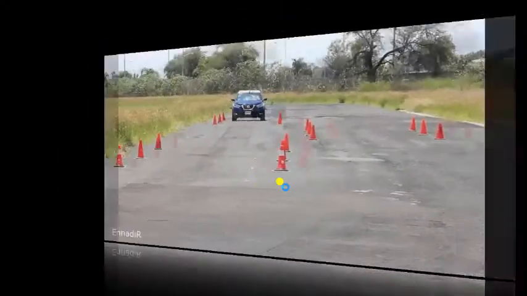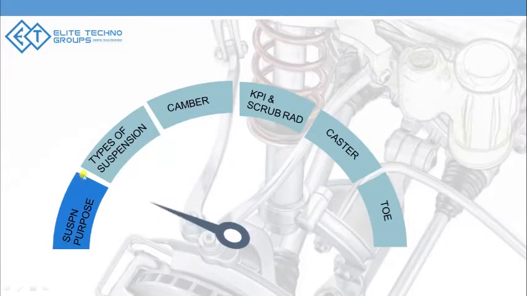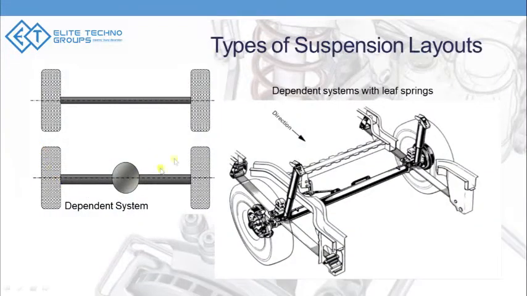So now that we have taken the suspension purpose, let's move to the second topic of today's video, which is the type of suspension. We are basically categorizing it into two major suspension systems: the dependent suspension system, and the independent suspension system. The dependent suspension system is where one wheel is dependent on how the other wheel is interacting with the road surface and how it's transferred.